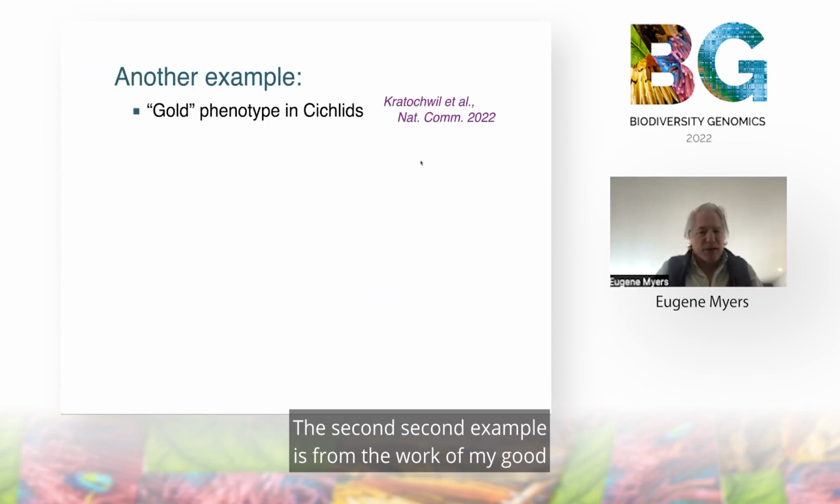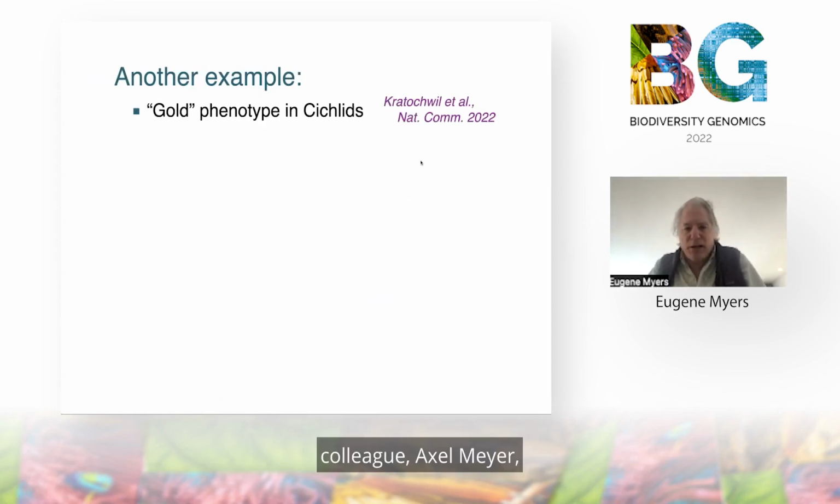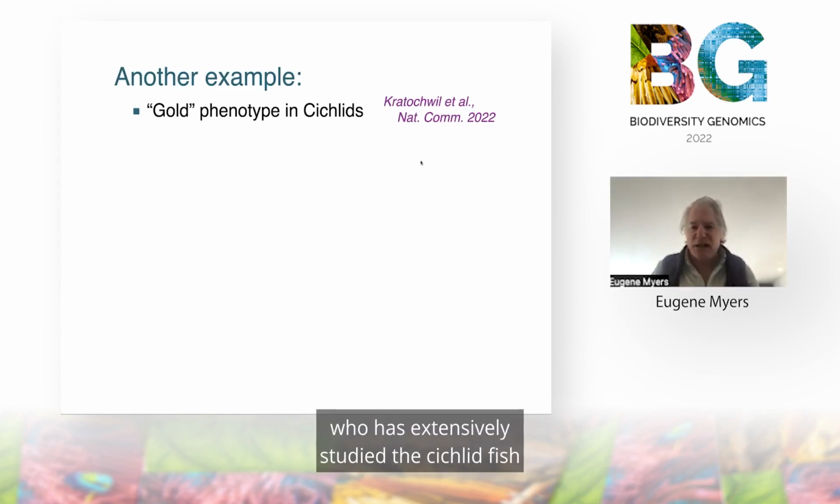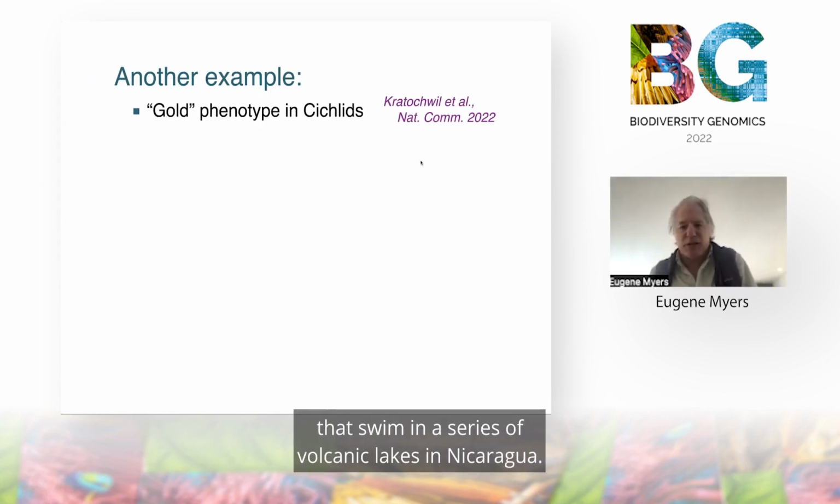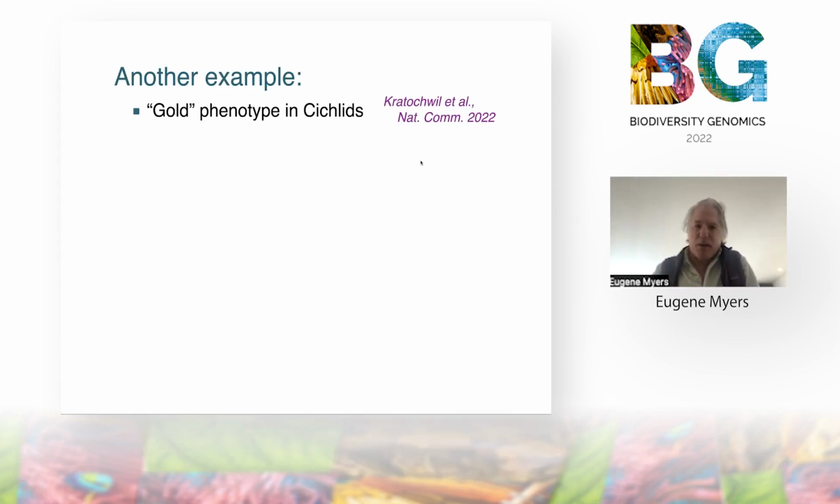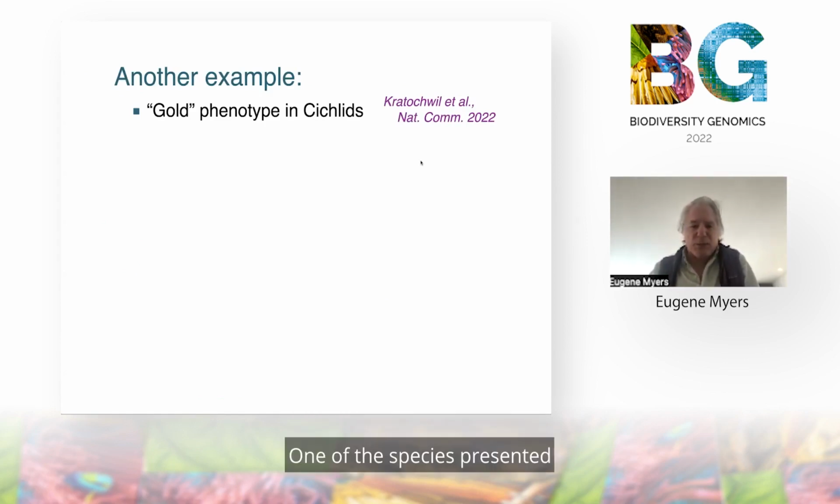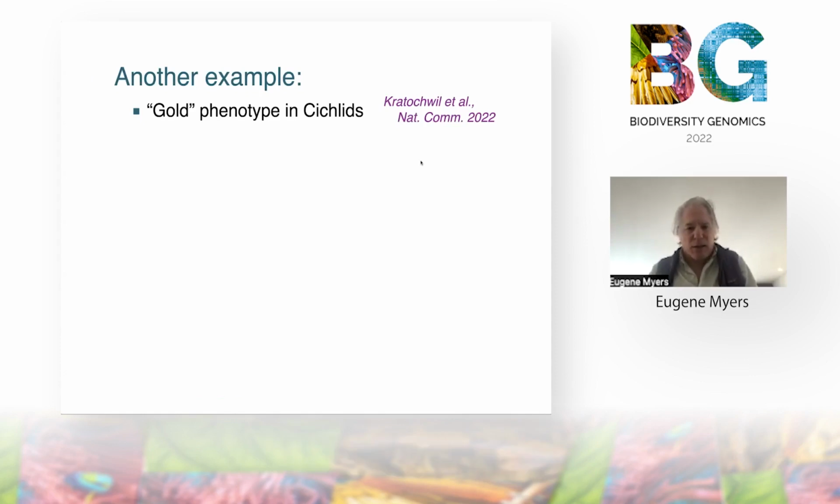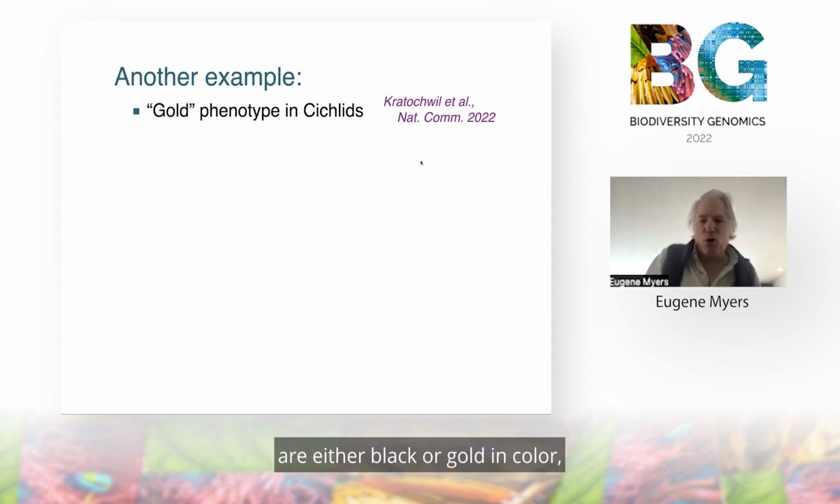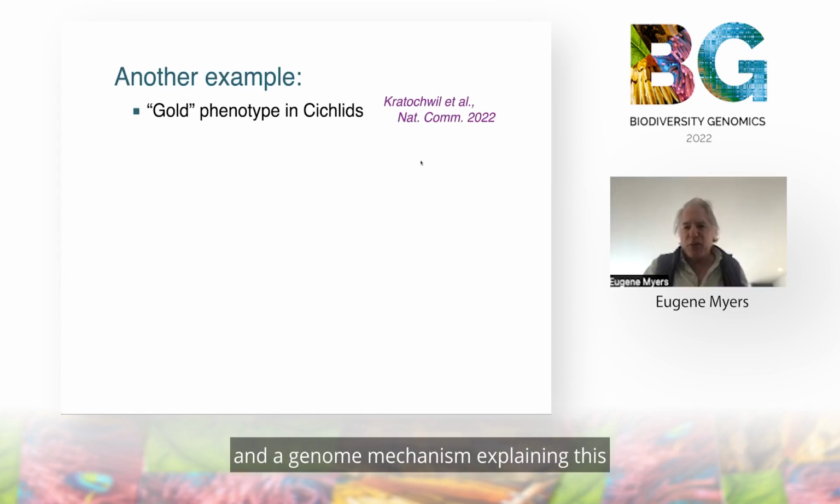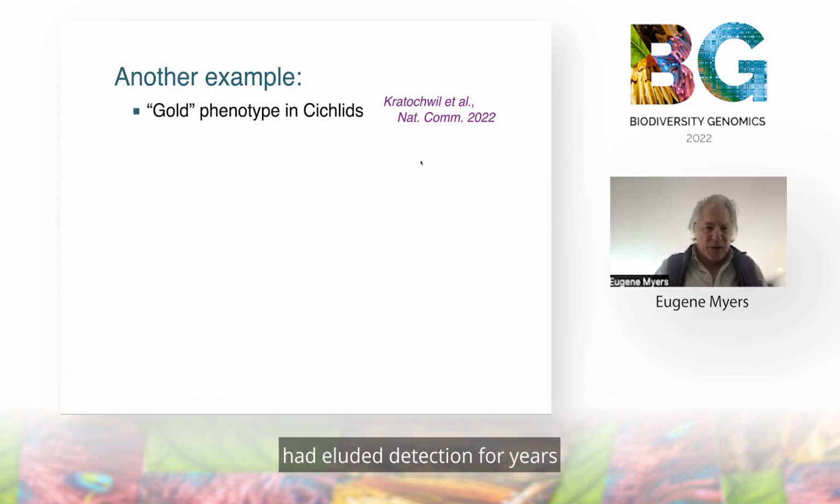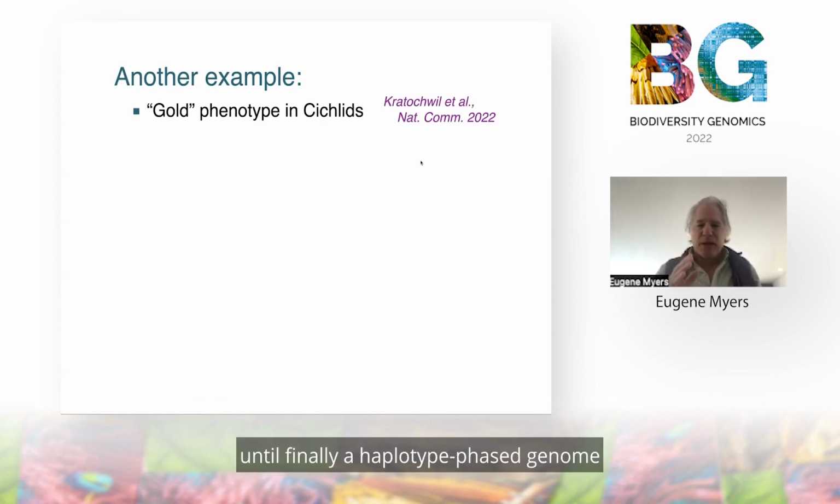The second example is from the work of my good colleague Axel Meyer, who has extensively studied the cichlid fish that swim in a series of volcanic lakes in Nicaragua. One of the species presented are either black or gold in color, and a gene or mechanism explaining this had eluded detection for years until finally a haplotype-phased genome of a gold individual was produced.